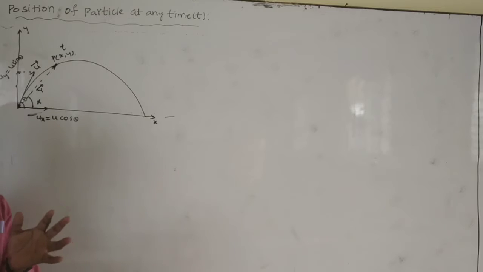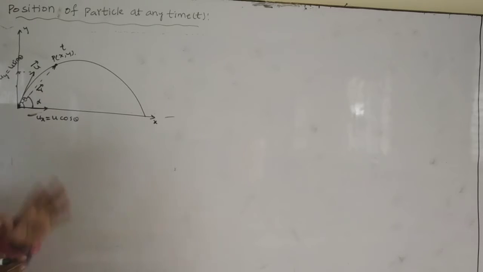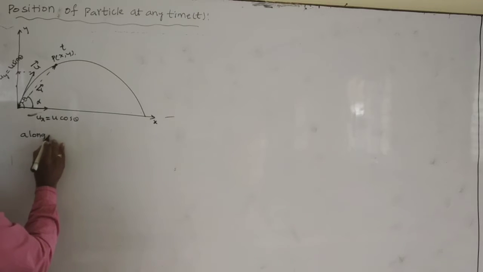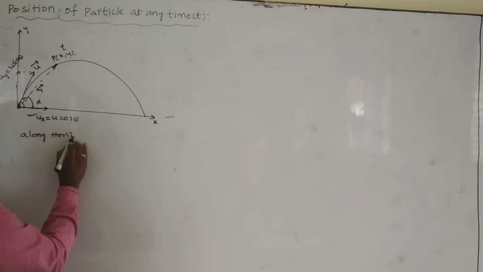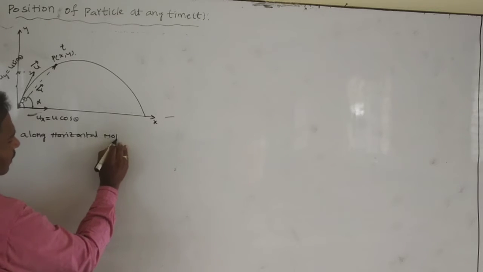This motion can be resolved into two directions because projectile motion is a two-dimensional motion. One is along the horizontal direction, and the particle is also going in the vertical direction. We are going to find its displacement. First we discuss the horizontal direction, or horizontal motion.